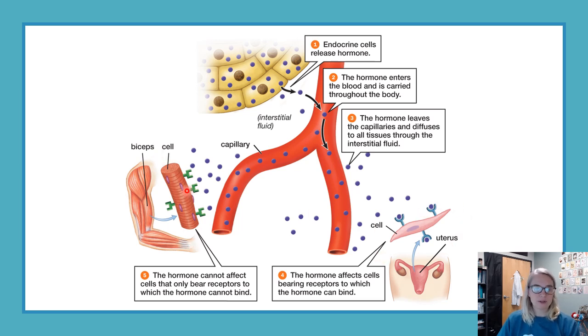Here's our skeletal muscle. It has receptors, but not for estrogen. So these little square-shaped ones will not respond. So remember, these hormones go throughout your whole body, but only the cells with the proper receptors are the ones that are going to respond to that message.